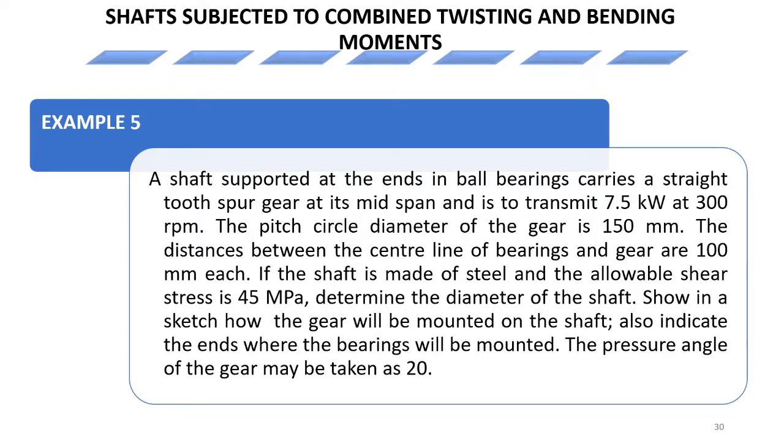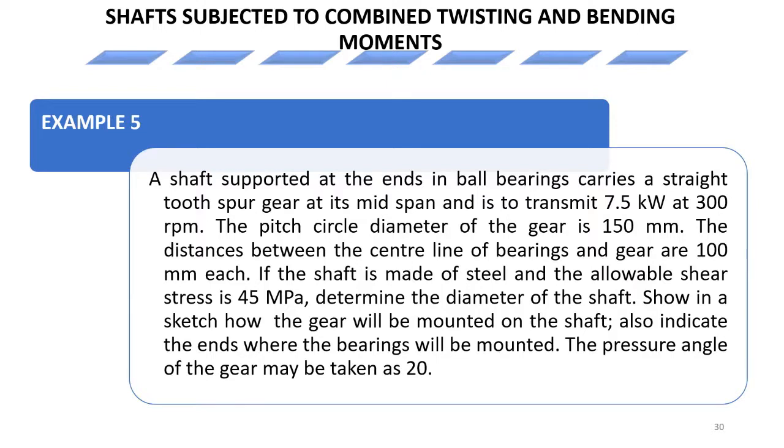It says that a shaft supported at the end in ball bearings carries a straight tooth spur gear at its midspan and is to transmit 7.5 kilowatts at 300 rpm. The pitch circle diameter of the gear is 150 millimeters. The distances between the center line of the bearings and the gear are 100 millimeters each.